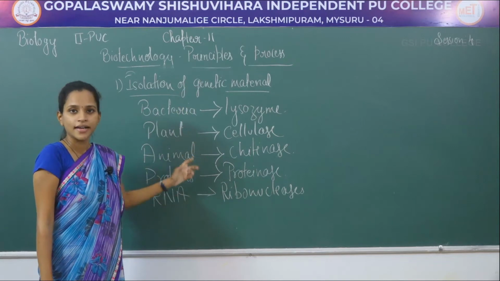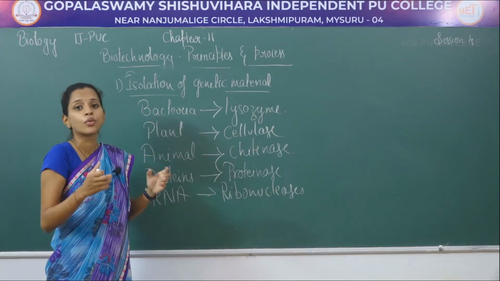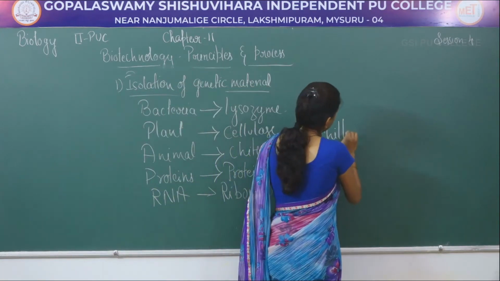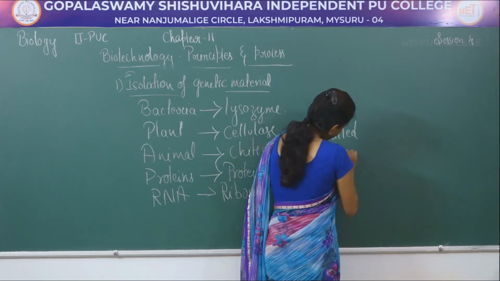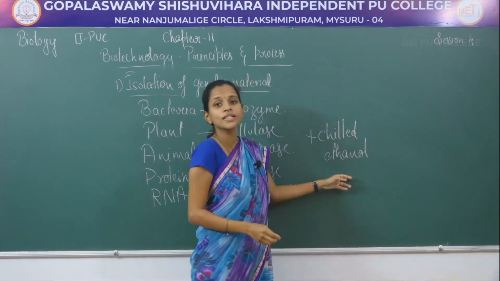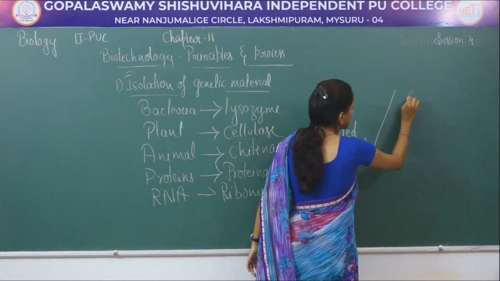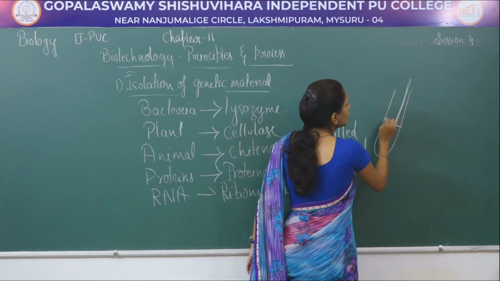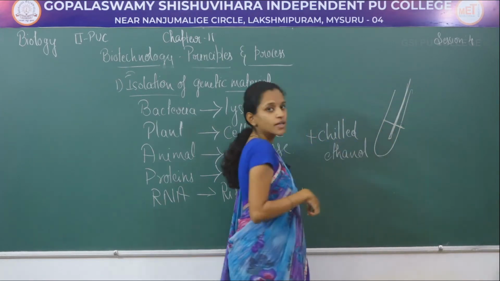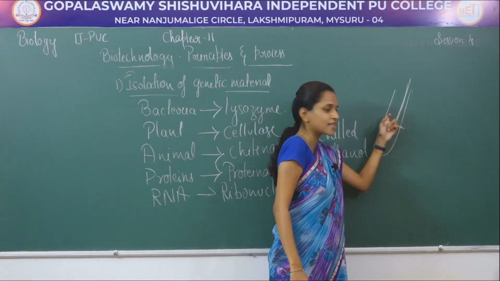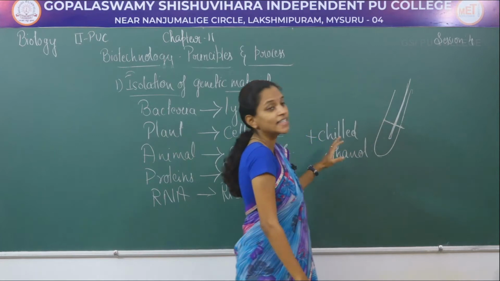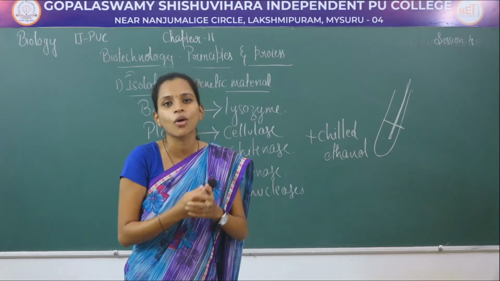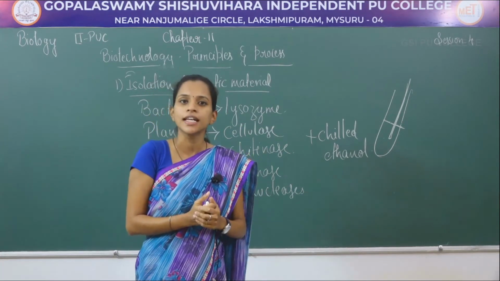Once all these enzymes are added into the cell and the cell is now broken down, you have to add one more thing, that will be chilled ethanol. When this chilled ethanol is added into the test tube, and if this is the test tube, here is the glass rod. If you use this glass rod to rub the sides of the test tube, then you will get the DNA in the form of long thread like structures. That is how to extract or isolate the genetic material from a particular cell.